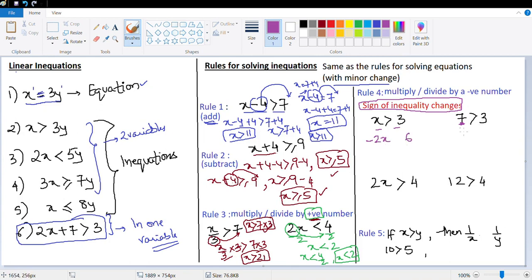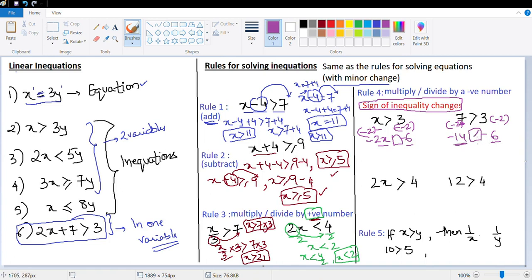If I multiply both sides by negative 2, this becomes negative 14 and this becomes negative 6. Similarly, to look at a real number example, let's multiply by negative 2. So I have negative 2x and negative 6, negative 14 and negative 6. What should be the sign in the middle? Is negative 14 less than negative 6 or more than negative 6?